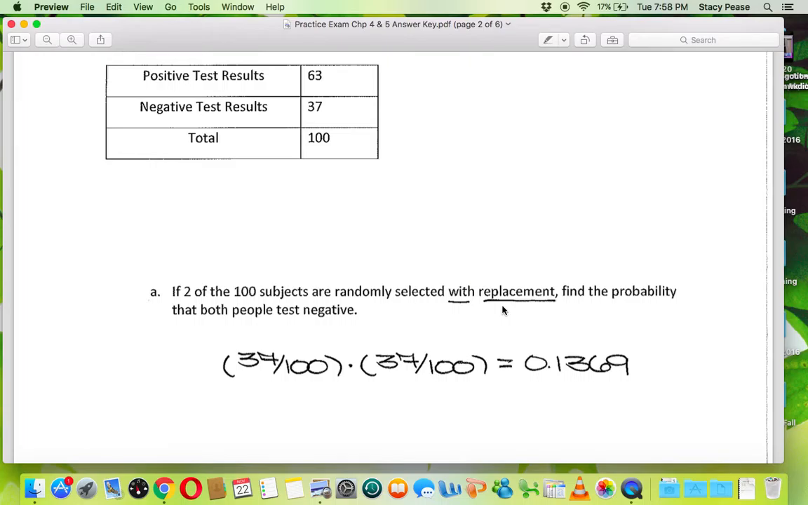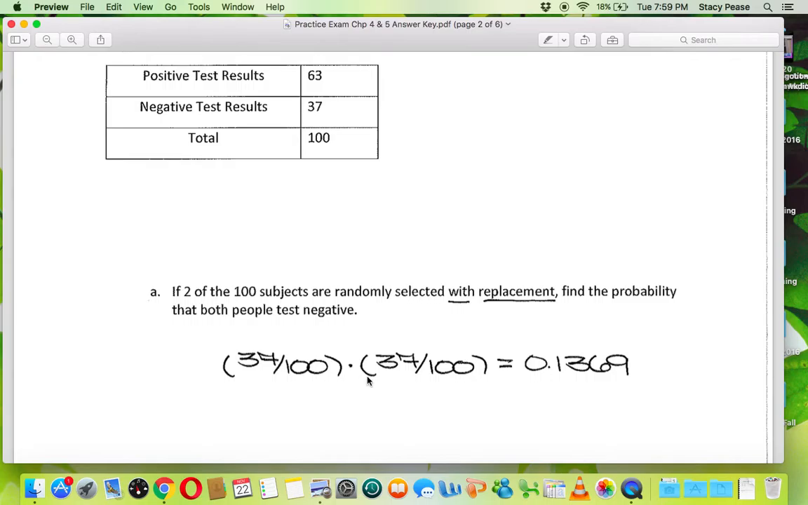Without replacement means that the person does not go back in the pile. And it means that you need to adjust your totals to ensure that you've accounted for the person that you've used. So part A, again, is asking us a with replacement question, meaning that we're going to put the person back into the pile. So we want to find the probability that both people test negative. Well, your first person is going to have a probability of 37 out of 100, because that's how many tested negative out of how many total people we had. So there's person number 1, 37 divided by 100.